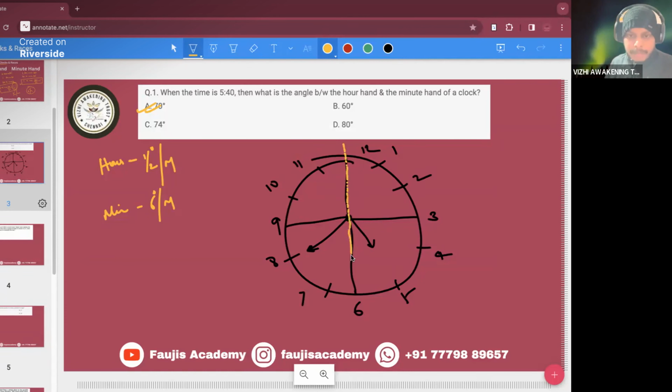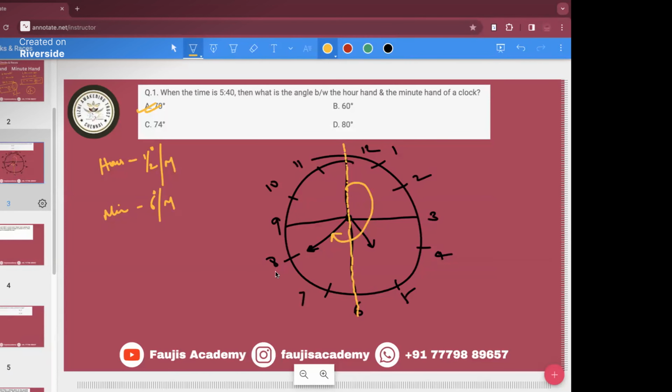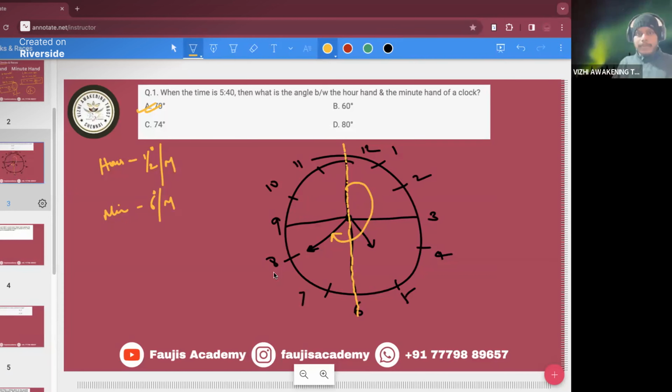Cool. Taking this as the reference point, we will have to assume some reference point, no? From that point only we can conclude some angle. Can anyone tell me what is this angle? 240. 240, right.